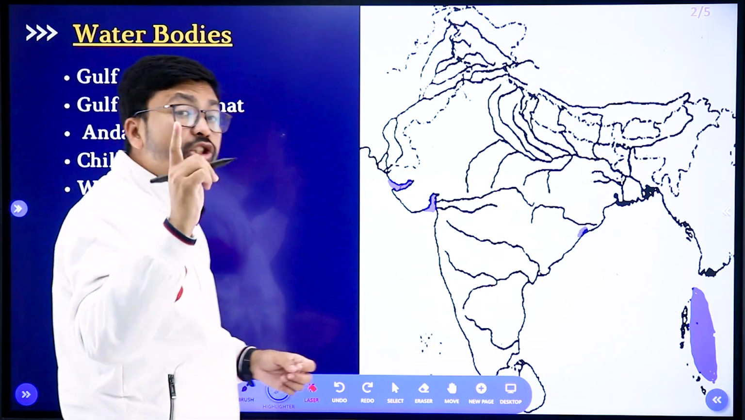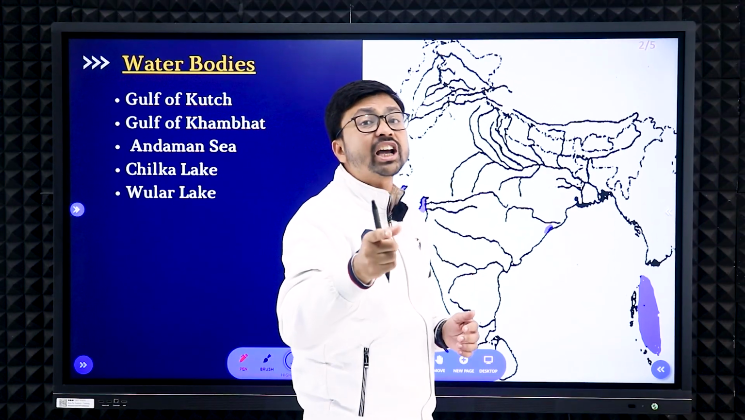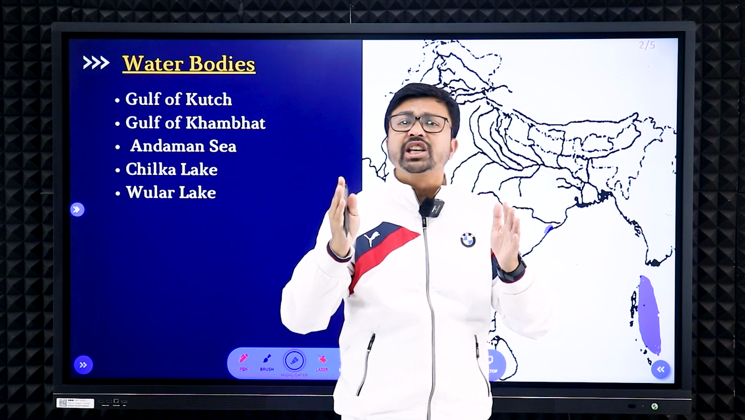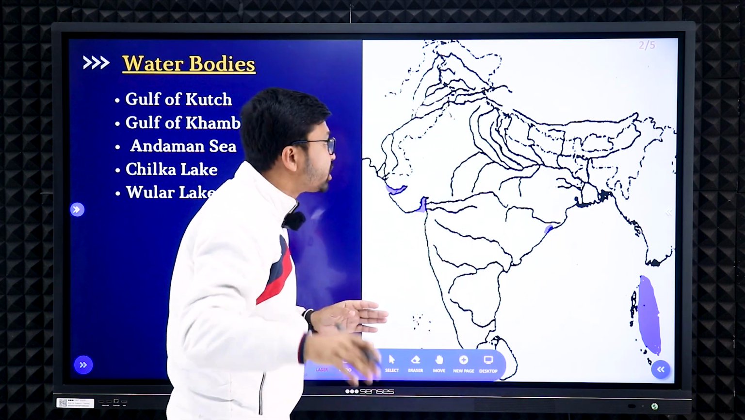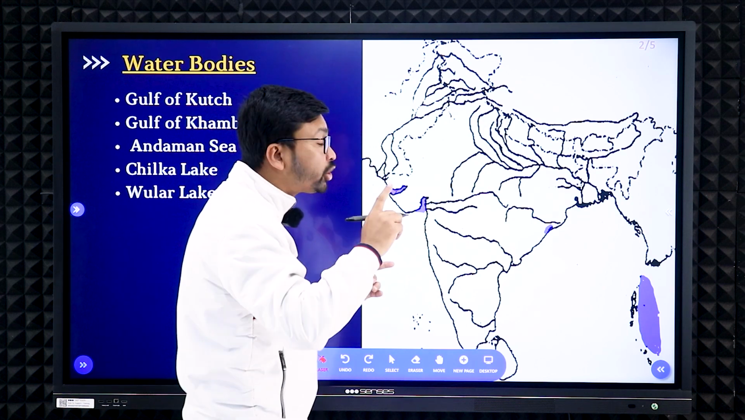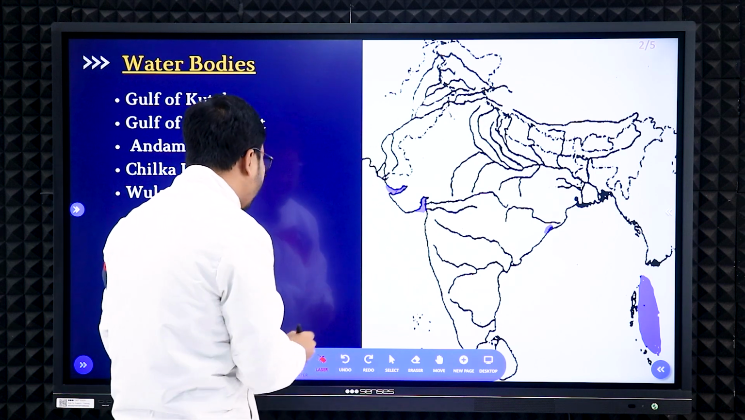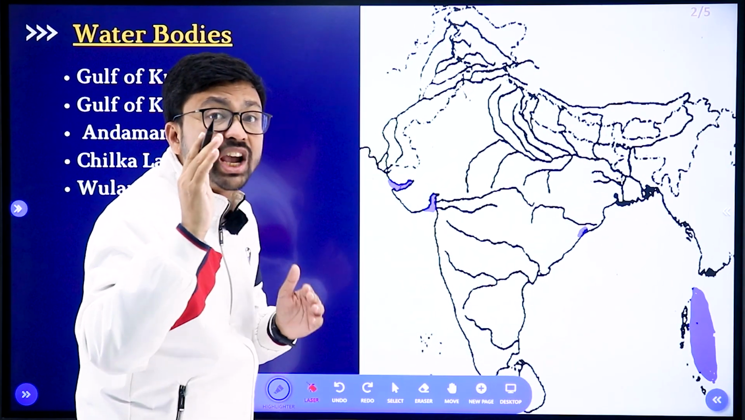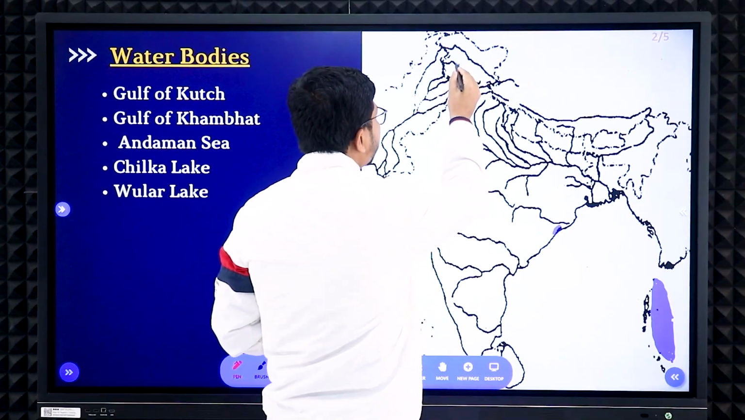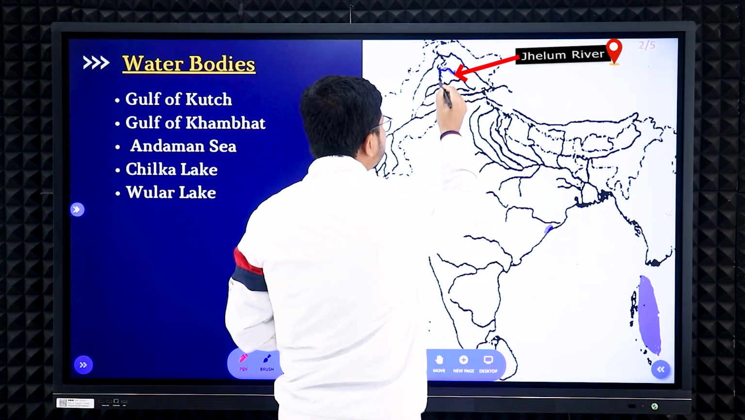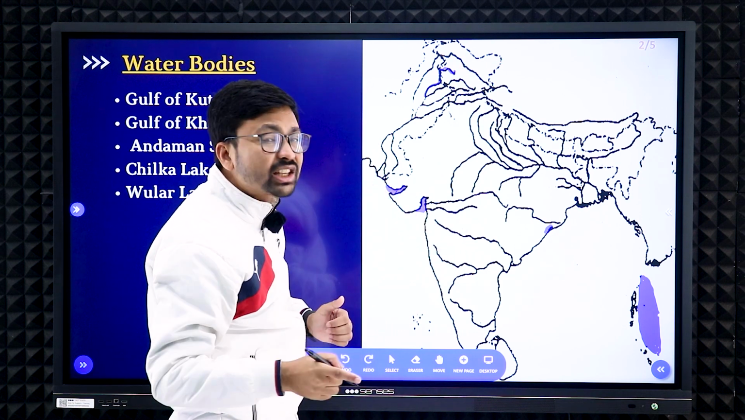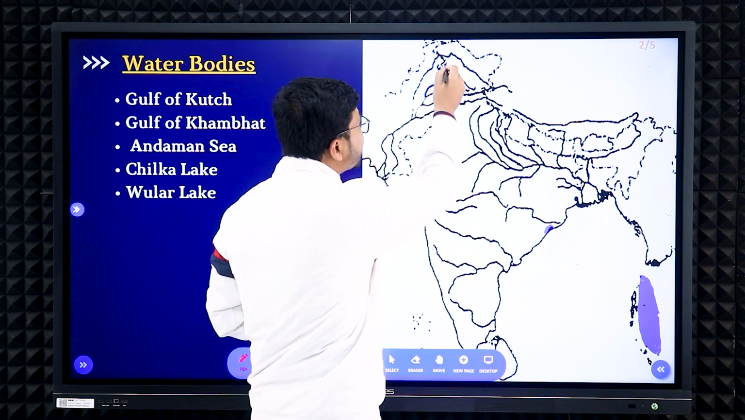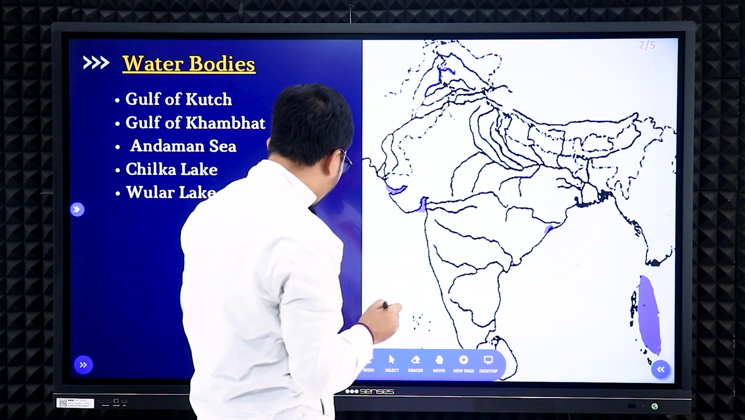Another important lake, that is the Ular Lake. Where is the Ular? In Kashmir. You know, Kashmir is famous for the Ular Lake, right? So this side, northern side, that is the Ular Lake. How do you have to mark? Here you need to remember the river. Which river? That is the Jhelum river. You can see here it is the Jhelum river, right? Upper one is the Indus river, below one that is the Jhelum river. Above the Jhelum river you can see that curve going up, right?